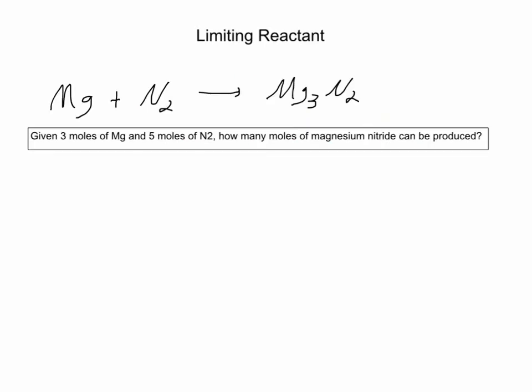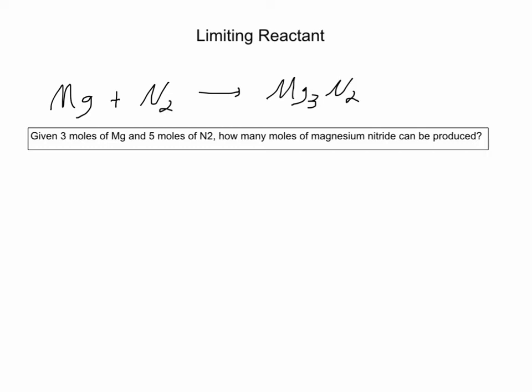Let's say that you have 3 moles of magnesium and 5 moles of nitrogen, and you want to know how much magnesium nitride you can produce. Well, we need to see which reactant, the magnesium or the nitrogen, is going to run out first. Which one will be the limiting reactant?